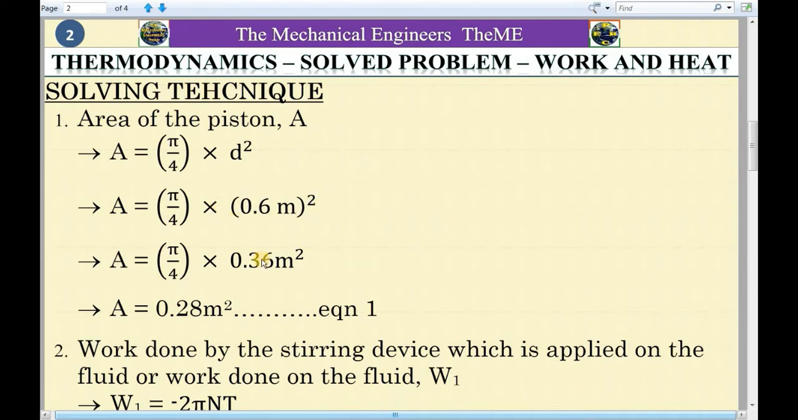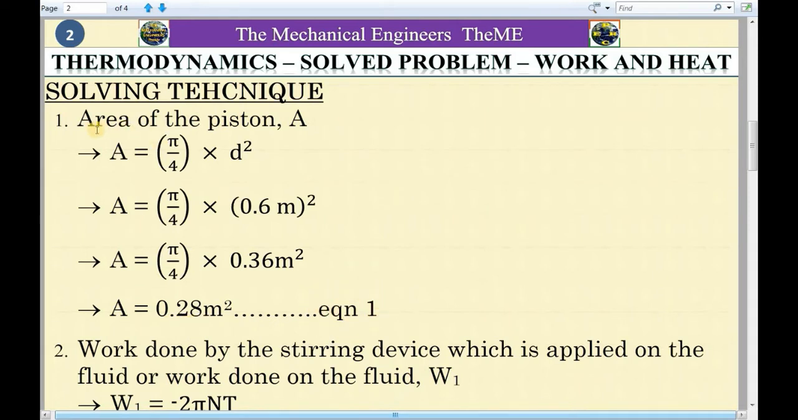So the next step will be A equals pi by 4 into 0.36 meter square. Pi by 4 into 0.36 meter square is 0.28 meter square. So the next step will be A equals 0.28 meter square, and consider this one as equation 1.